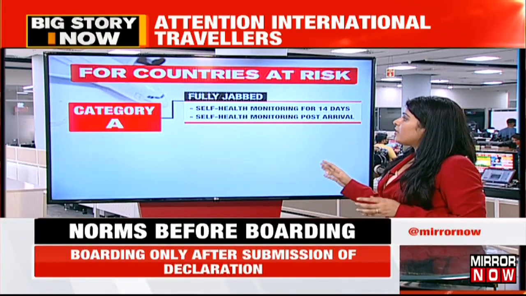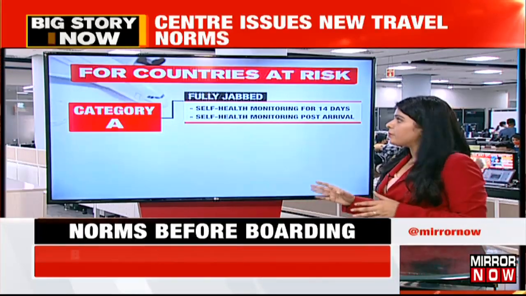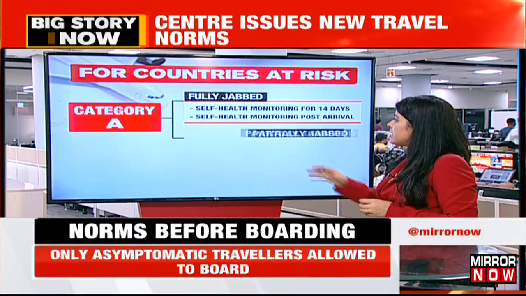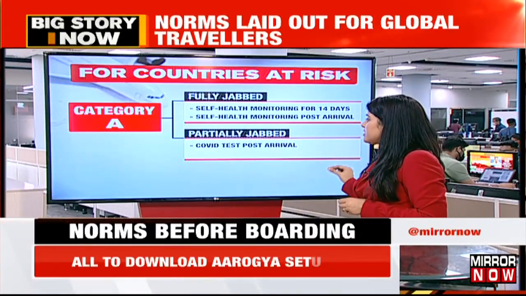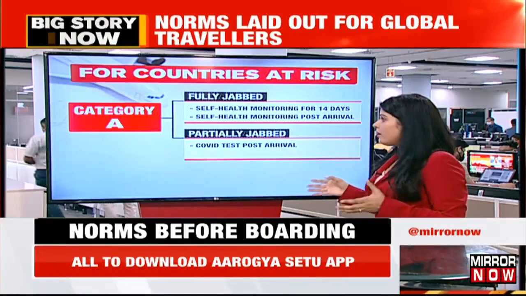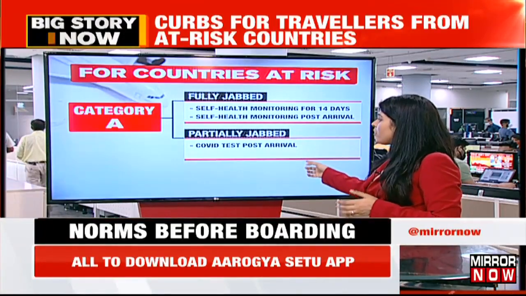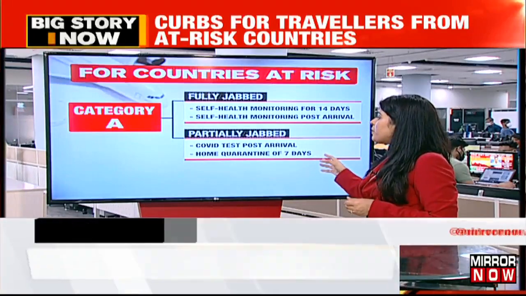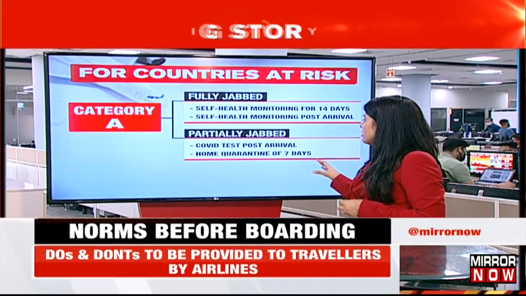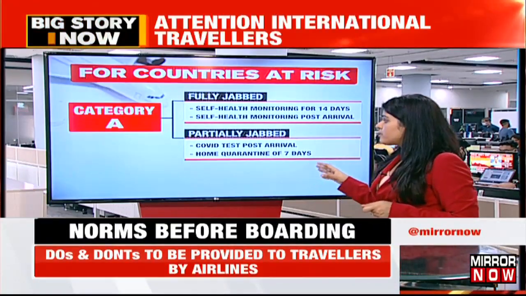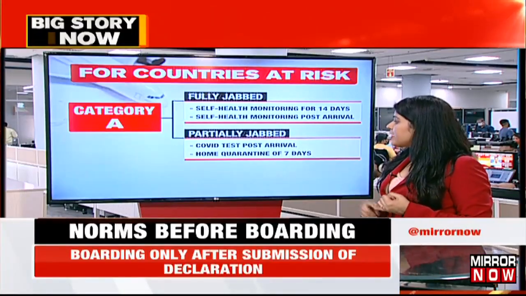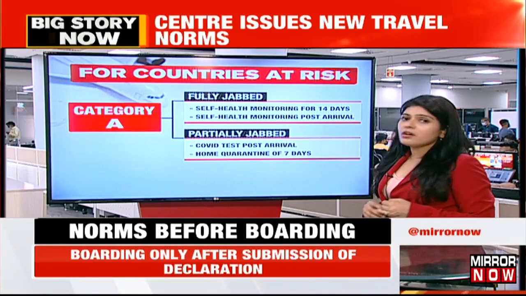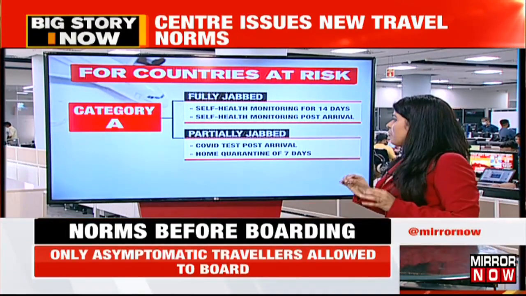Another important thing, what about partially jabbed people from category A countries? For them, the norms are that they have to undergo a COVID test post-arrival at any of the airports in India. Another important thing regarding partially jabbed people is that the home quarantine of 7 days will be mandatory for them. So when they arrive in India, they have to undergo a COVID test, and they have to also observe home quarantine for at least 1 week.